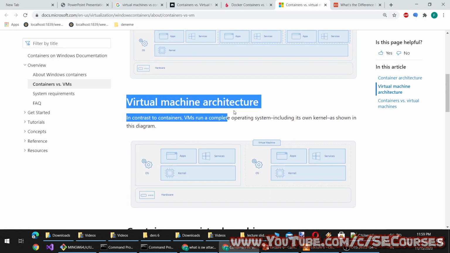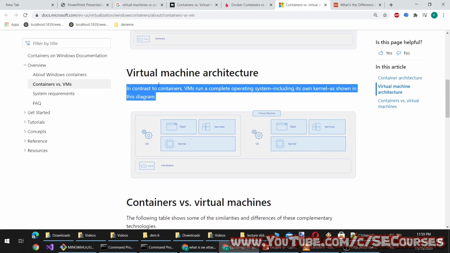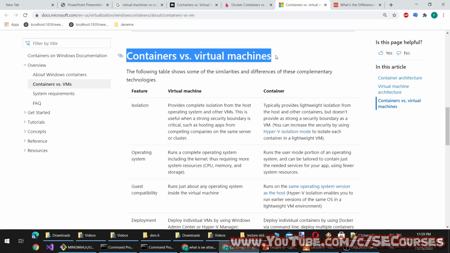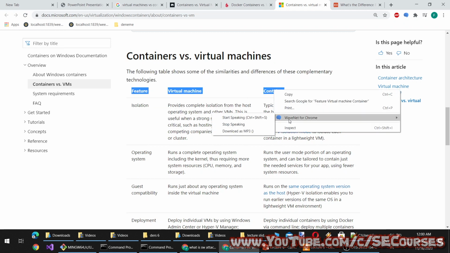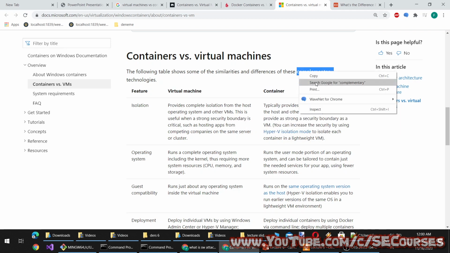And in virtual machine, in contrast to containers, VMs run a complete operating system including its own kernel, as shown in this diagram. So you see in virtual machine there are different kernels. However, in the container approach, they use the same kernel as the operating system kernel. Containers versus virtual machines. The following table shows some of the similarities and differences of these complementary technologies. Feature, virtual machine, container.